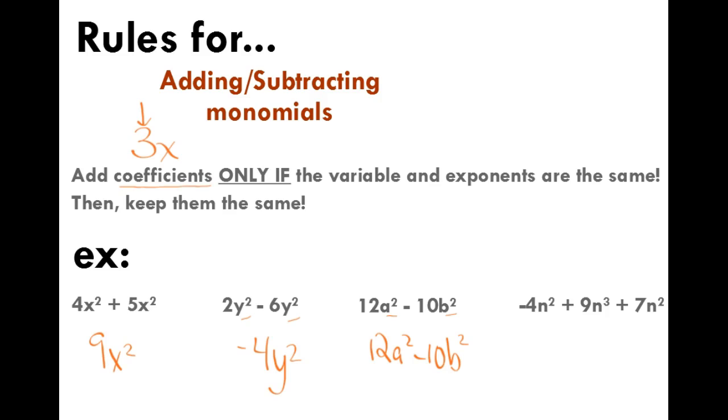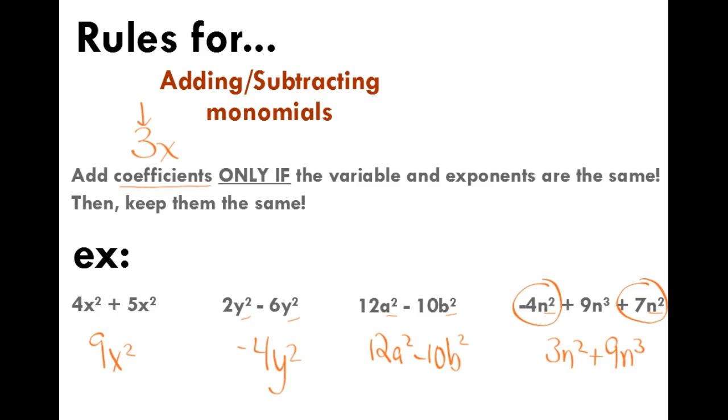And then lastly, we have three terms, or three monomials. And if you notice, they all have n's, but only two of them are exactly the same. So we can combine this one here and this one here, but not the middle one. So negative 4 plus 7 is 3n squared, and we just have to say plus 9n to the third. Alright, so that's adding and subtracting.